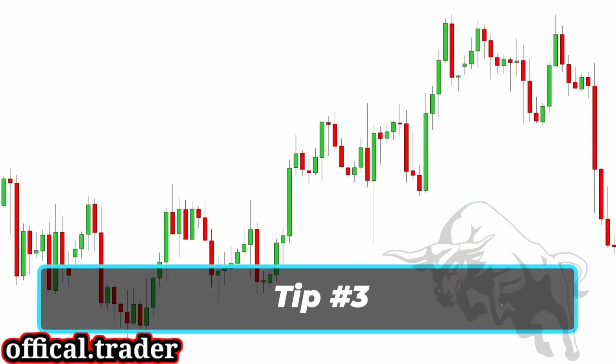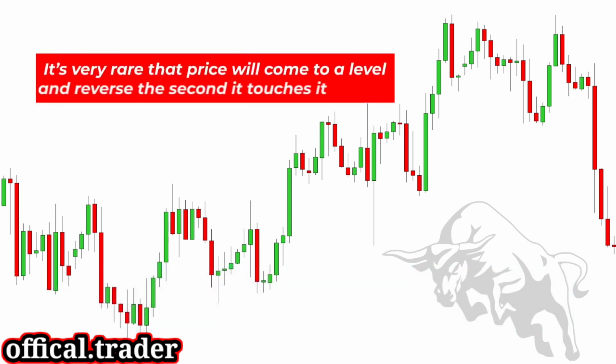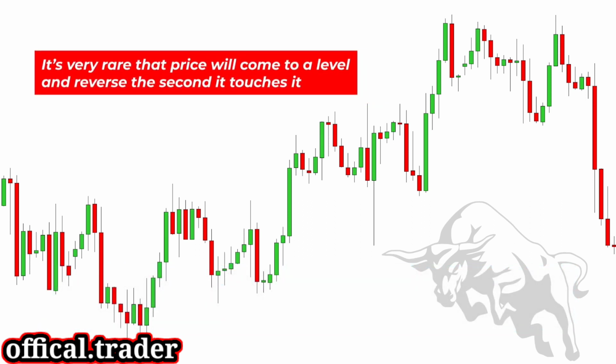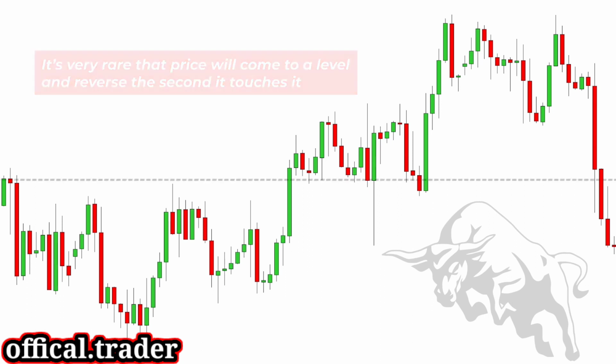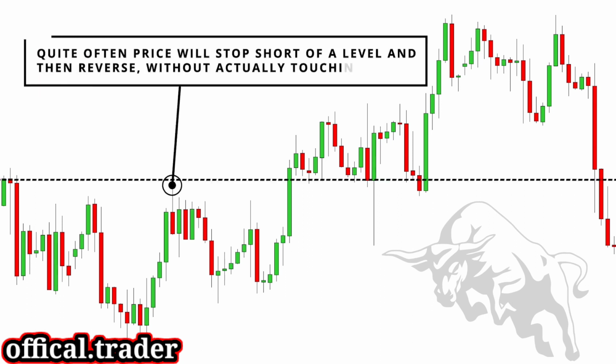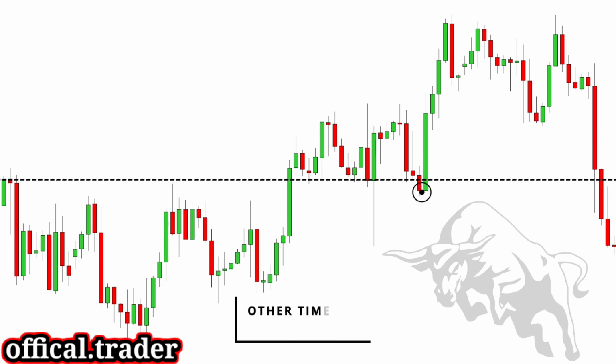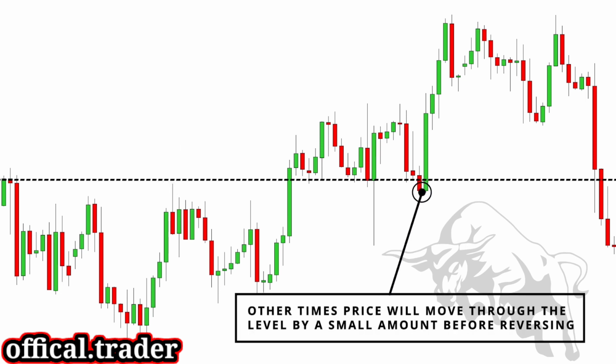Tip 3 is to remind yourself that support and resistance levels are not actually a level, but more of a zone. It's very rare that price will come to a level and reverse the second it touches it. Quite often, price will stop short of a level and then reverse without actually touching it. Other times, price will move through the level by a small amount before reversing.